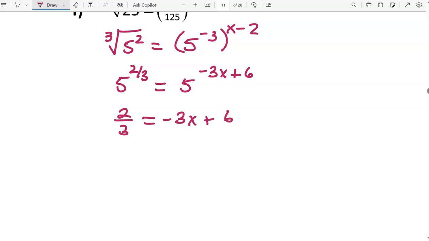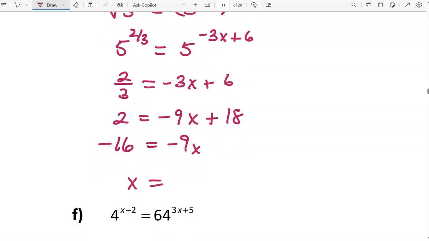We'll clear the fractions by multiplying through by 3. And don't forget to do that for all terms. So -3x times 3 is -9x. 6 times 3 is 18. Subtracting off 18, we get -16 is equal to -9x. And dividing through by -9, we get x is equal to 16/9.